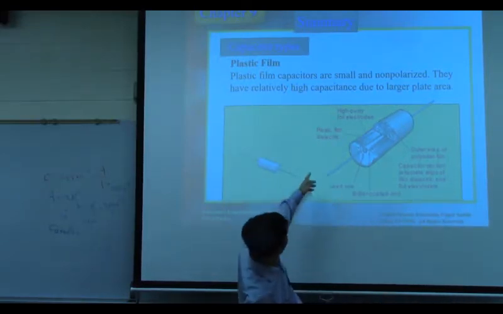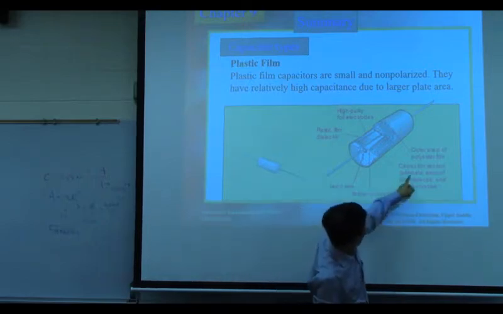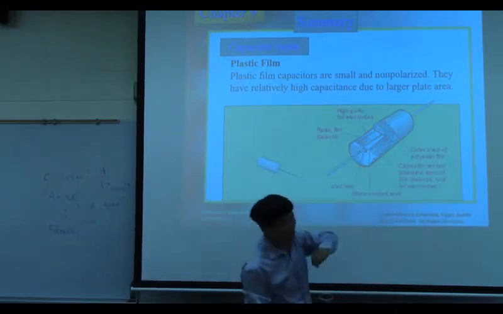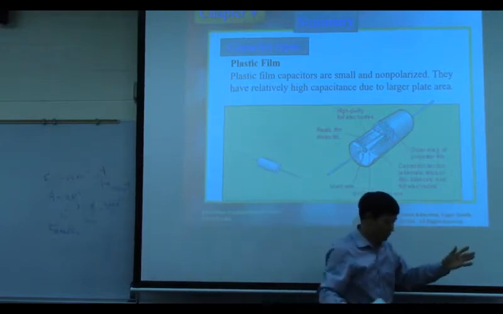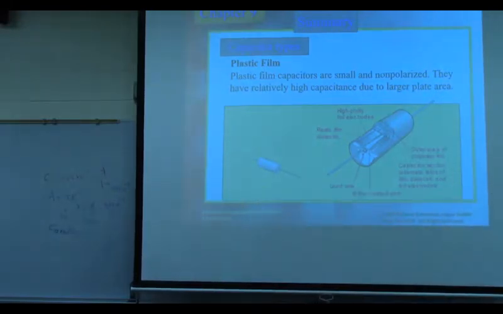So that's why it says it's a larger plate area. The area actually is very large. If you play with one, destroy it, and then you can see this is very long. Any question on this? So the capacitance is relatively large.